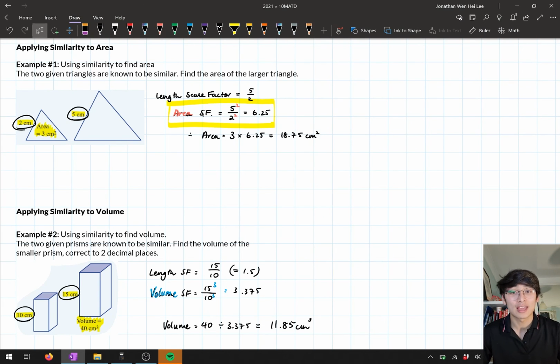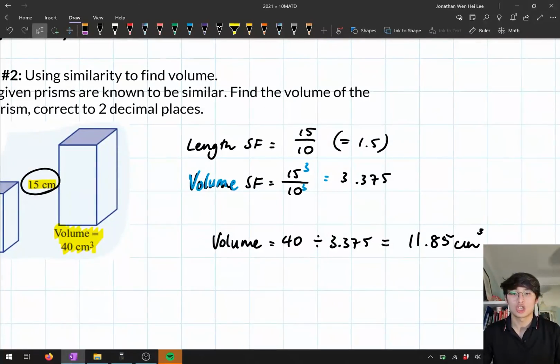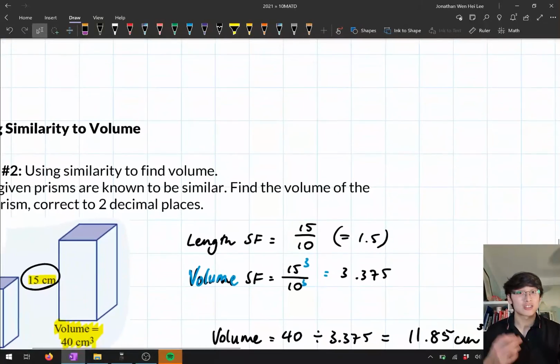Then once we've found the length scale factor, what we want to do is find the relevant scale factor for either area or volume. So for area, what we did was we squared the length scale factor. And for volume, we needed to cube it. And so once we've done that, we've found the volume or the area scale factor. And just like we did last lesson, all we do is multiply or divide by the scale factor to help me find the relevant volume or area.